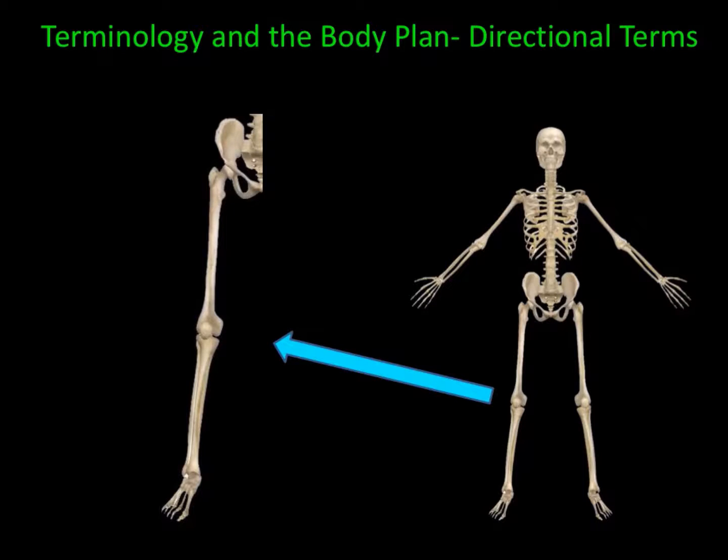Taking a look at the lower appendage, closest to the trunk is proximal. Furthest away from the trunk is distal. So for example, the hip is proximal to the knee, and the knee is proximal to the ankle. In contrast, the ankle is distal to the knee, and the knee is distal to the hip.